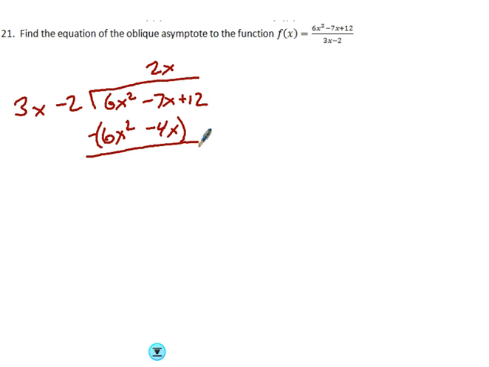You can take top minus bottom and subtract. The 6x squared cancel out. Negative 7x minus the negative 4x, well, that'll end up being a negative 3x plus a 12.